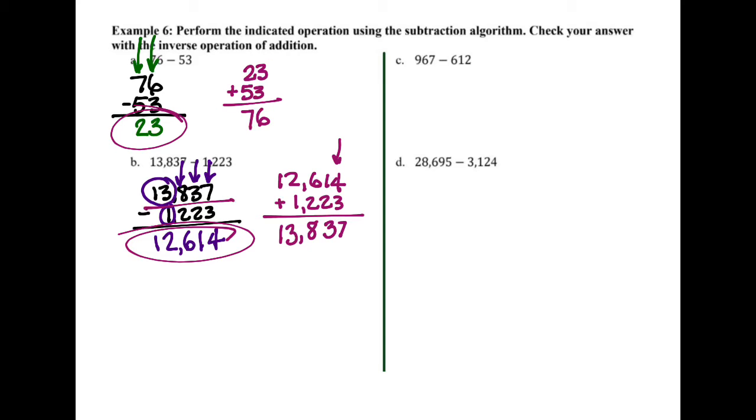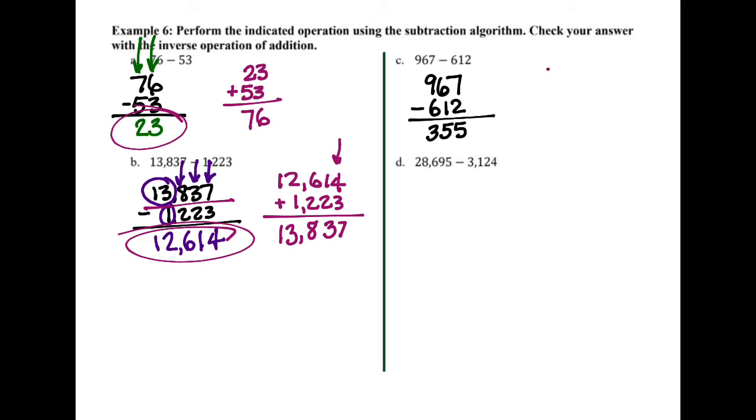All right, C. First number on the top, second number on the bottom, lining them up by place value. And now we're going to start over here with the ones, and then tens, and then hundreds. So 7 minus 2 is 5. 6 minus 1 is 5. And 9 minus 6 is 3.